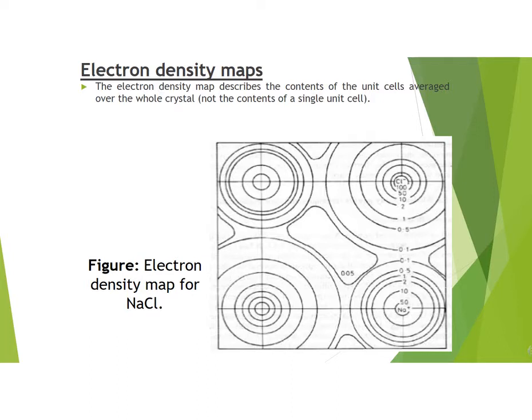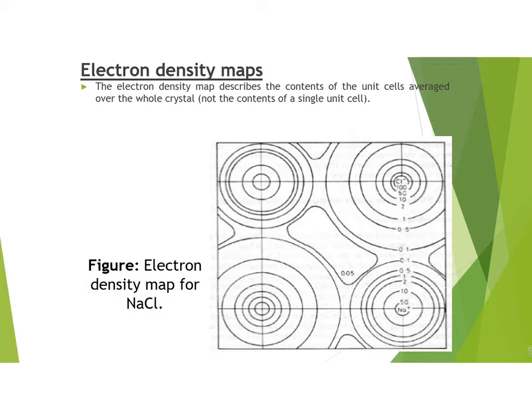Electron density maps. An electron density map is basically a 3-dimensional description of the electron density in a crystal structure determined from X-ray diffraction experiments, and it describes the content of a unit cell that is averaged over the whole crystal but not the content of a single unit cell. Electron density maps resemble geological survey maps.